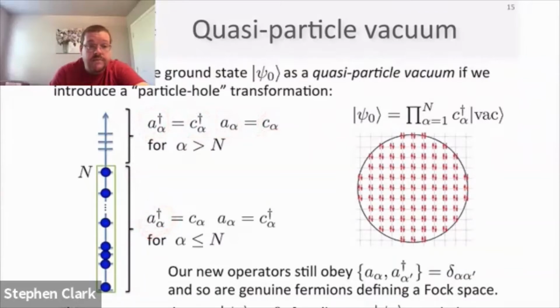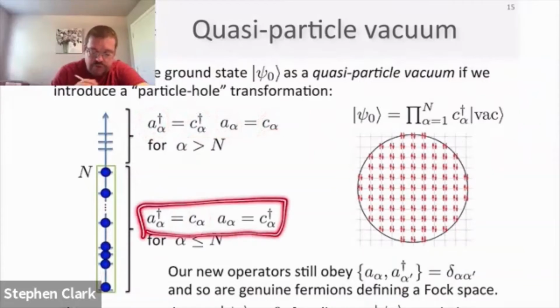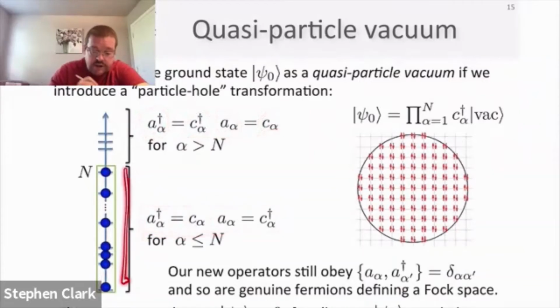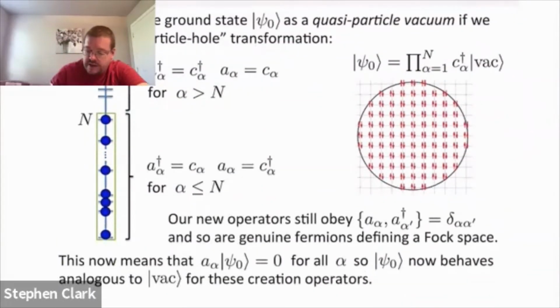creating a particle is actually the same as annihilating a particle, because you can't create any particles, there's nothing there. So the only way you can create a particle is by removing a particle. So you basically flip the definition of creation and annihilation operators inside the Fermi sea, but you leave them identical outside the Fermi sea. And by doing that, you still end up with a new set of operators A that obey all of the standard commutation relations. So they still define a genuine fermionic Fock space.